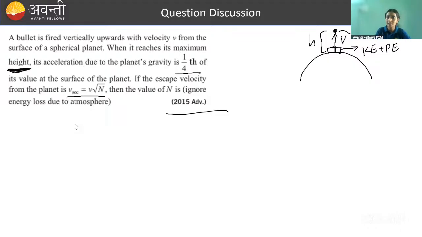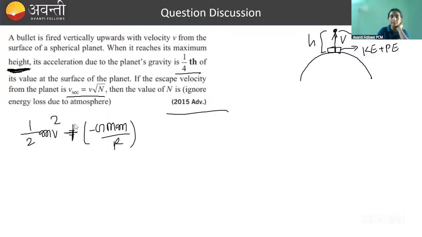And since things are happening under the influence of gravitational force, you will do conservation of energy. So you will write here half mv square plus potential energy, minus GMm by r, initially it is on the surface of planet, is equal to how much? Potential energy at height h. So minus GMm by r plus h. This is one thing we can get.